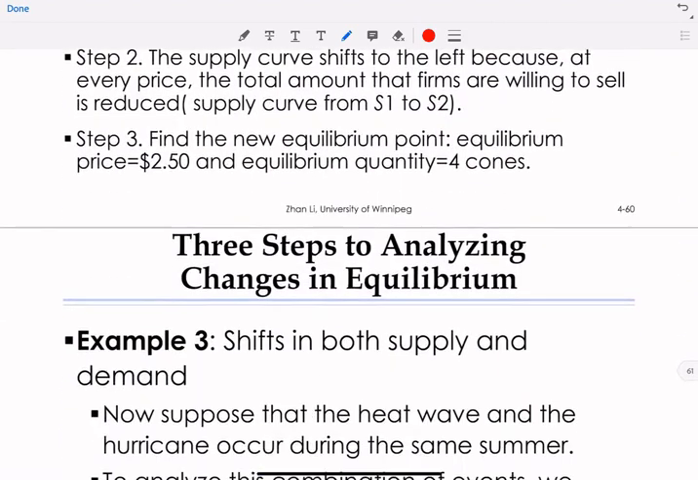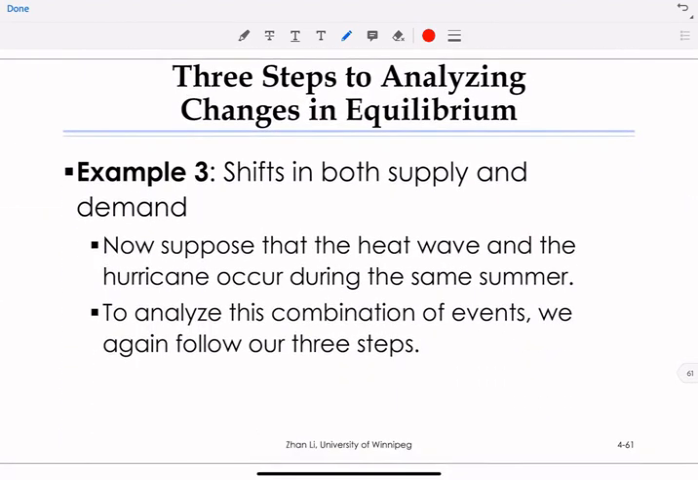Okay, now let's see the third example. So the third example basically combines example 1 and 2. So we would consider the case when there are shifts in both supply and demand curves. Now suppose that the heat wave and the hurricane happen during the same summer. And we want to analyze this combination of these two events.